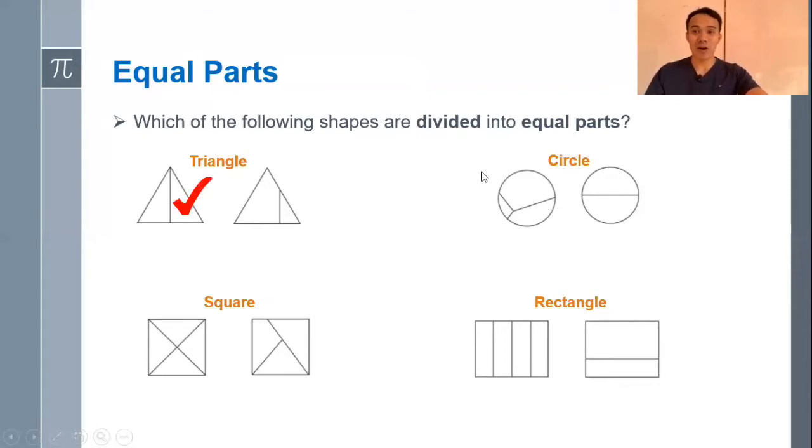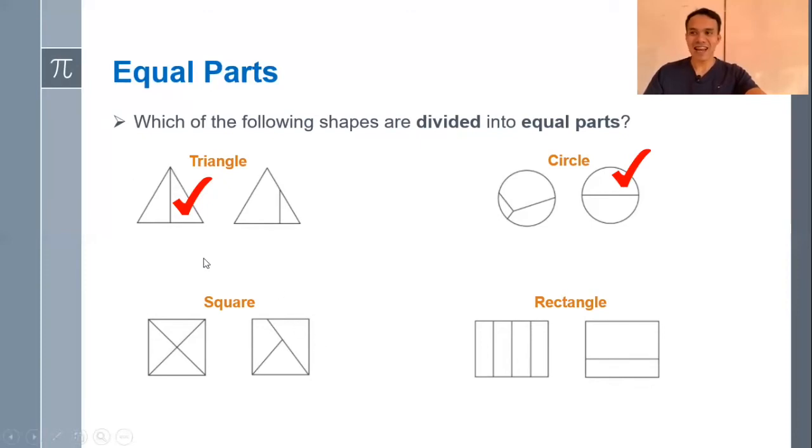Now let's move on to the two circles. Which do you think is divided into equal parts? The first circle is divided into 3 parts. The second circle is divided into 2 parts. But we're looking for the one that is divided into equal parts. Is it the first or the second circle? If your answer is the second circle, you are correct.